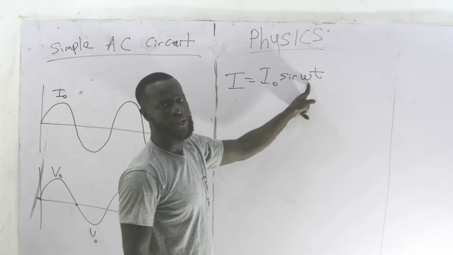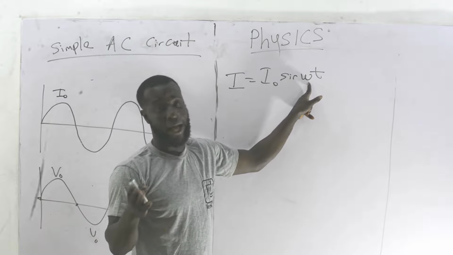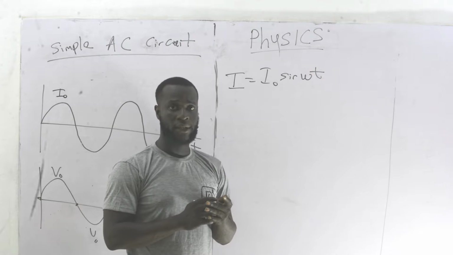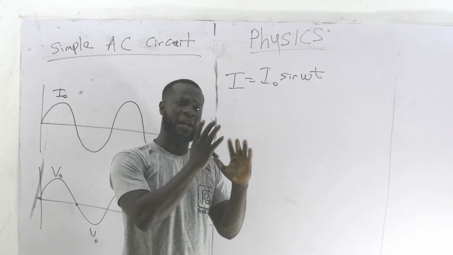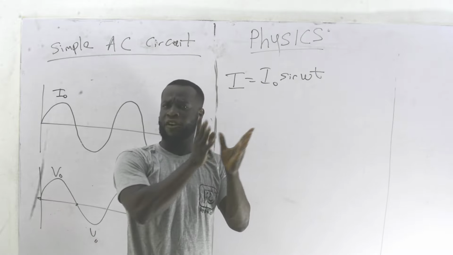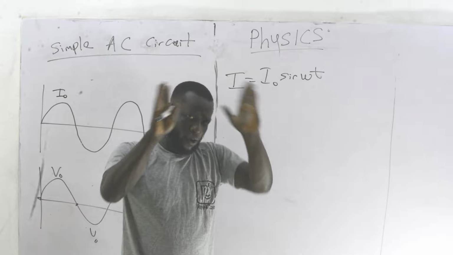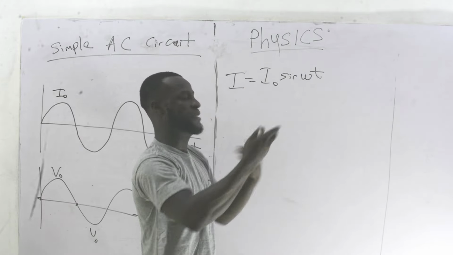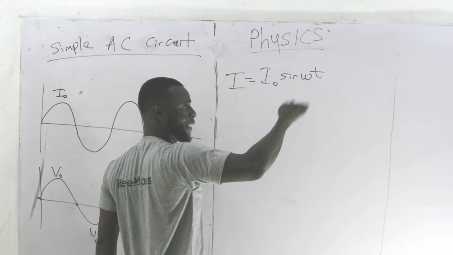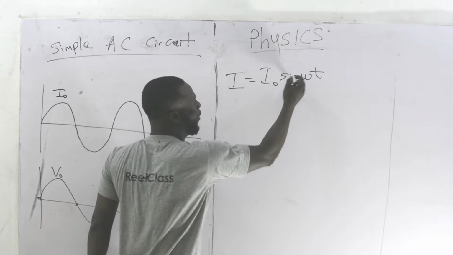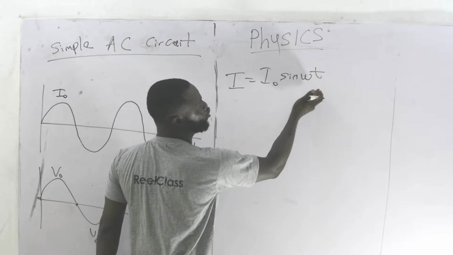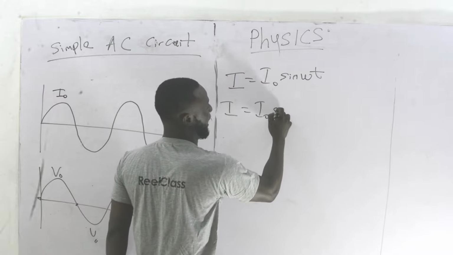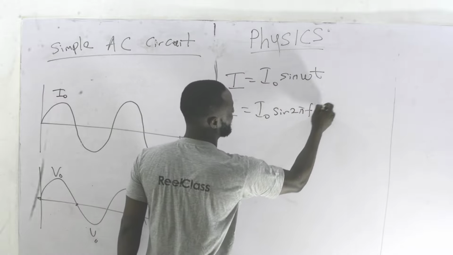Where ω is the angular speed or angular frequency of the alternating current. You may not fully understand angular frequency. Angular frequency is quite different from frequency itself. But for your level, let's just stick with angular speed. That's how fast it's changing or completing one complete circle. Now, by the way, you should know that ω is 2πf. So I can also say that I is what? I naught sin(2πft).